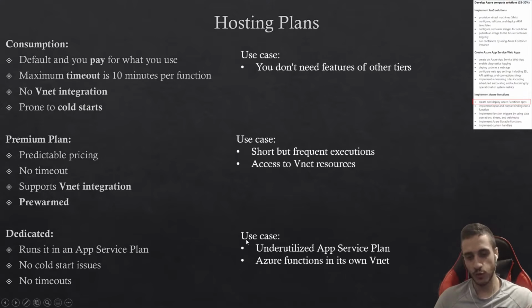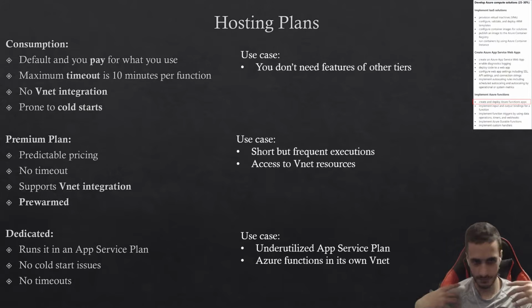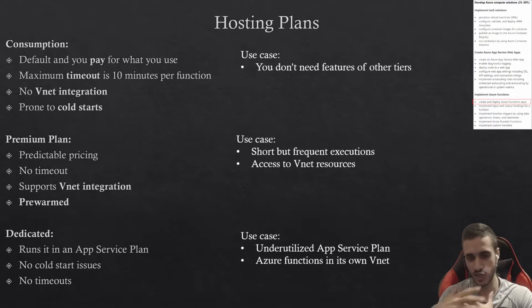So the use case for this is underutilized App Service plan. So if you have an App Service plan that's strong enough, it's underutilized, feel free to use it for your function apps as well. And another good use case is actually having Azure Functions in its own VNet. So Azure Function itself is actually not deployed in a virtual network. So with the consumption and premium plan, the function itself is not deployed into a virtual network that you control. Okay, but with dedicated, you can run it on an app service plan under an isolated tier. And the use case for that is you can run Azure Functions in its own VNet. Okay, so if this is a requirement for you, this is a good option to go with.